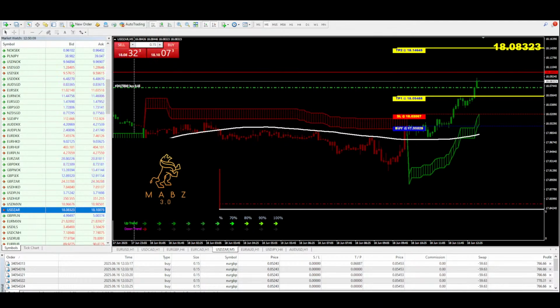Let's see if there's anything. Tomorrow there's a public holiday in the US, so the US dollar might slow down. But then there's big news on the GBP, which is cool, right? So let's just keep an eye on that one.